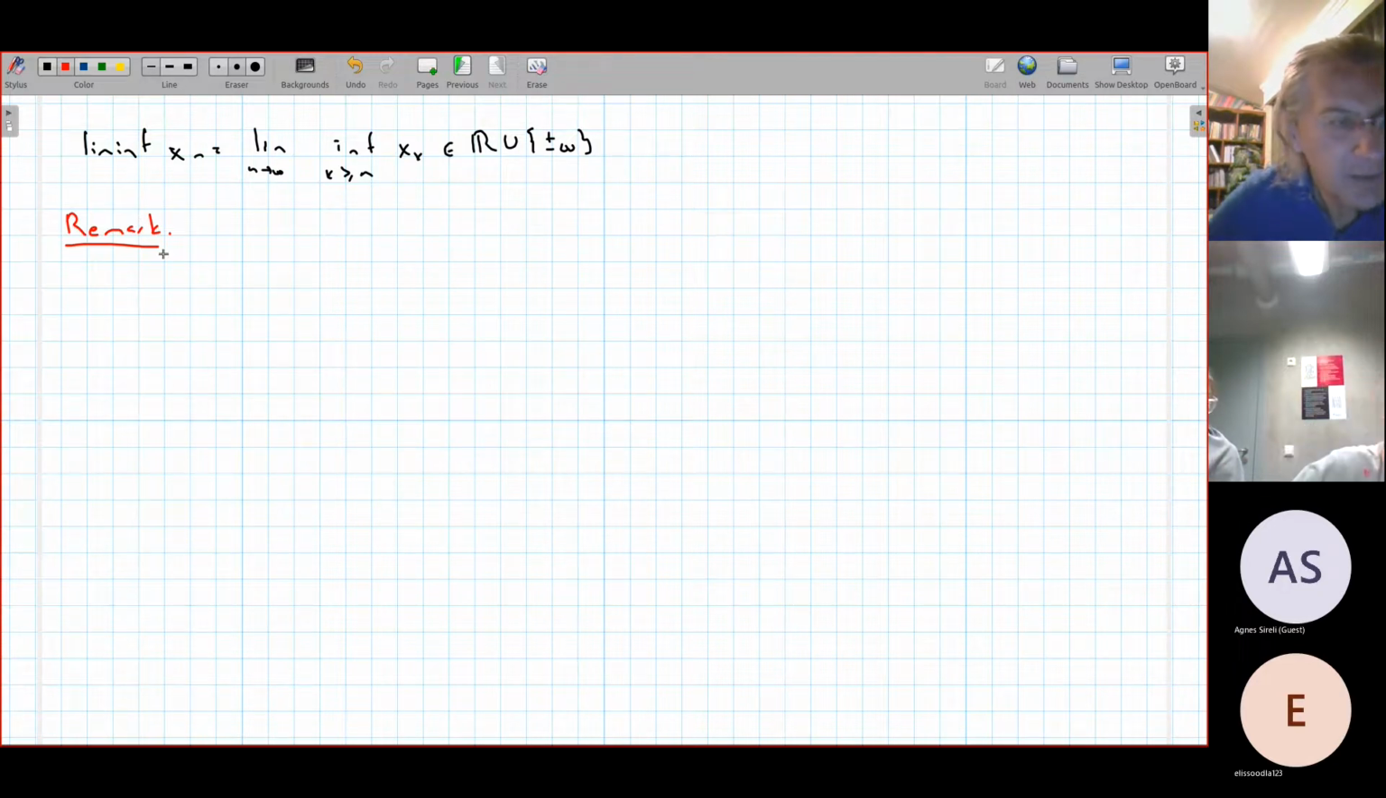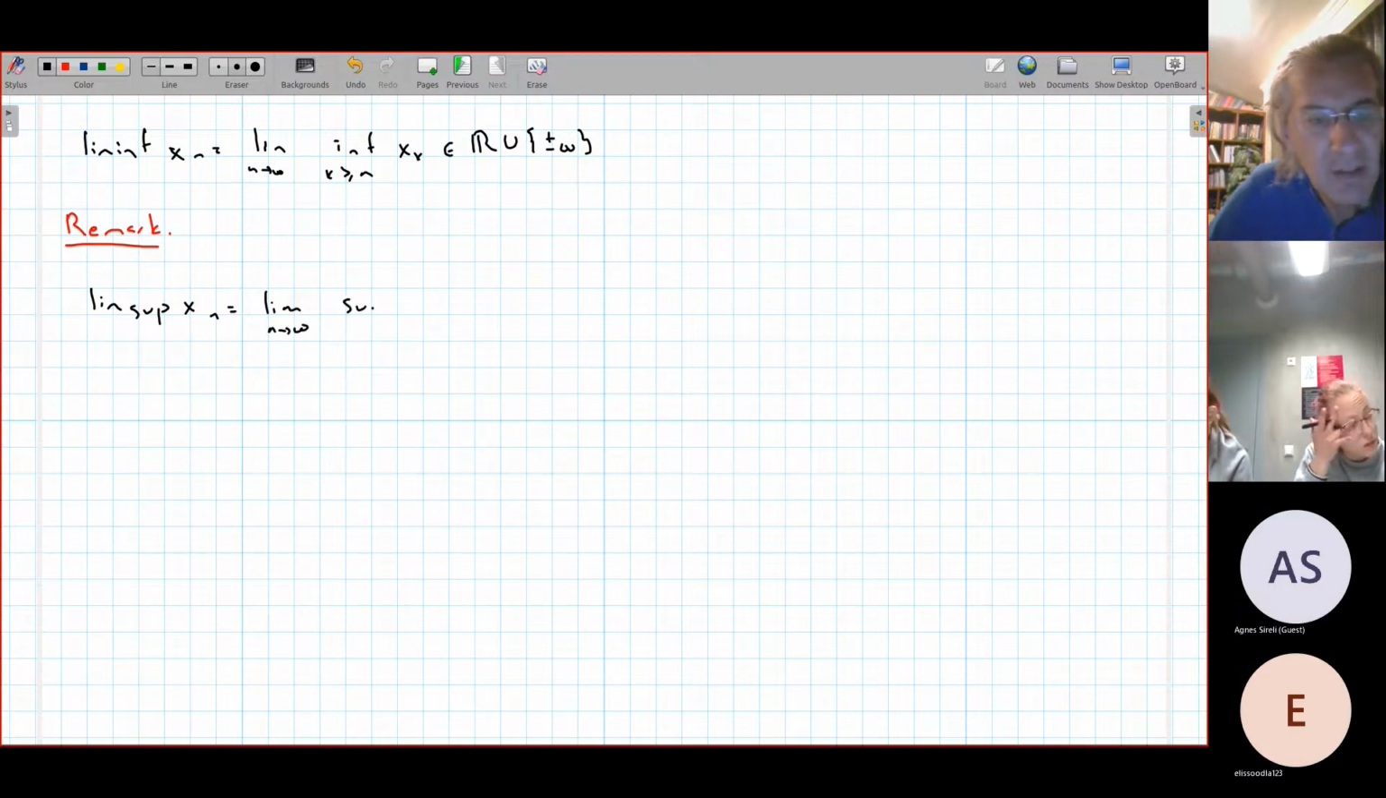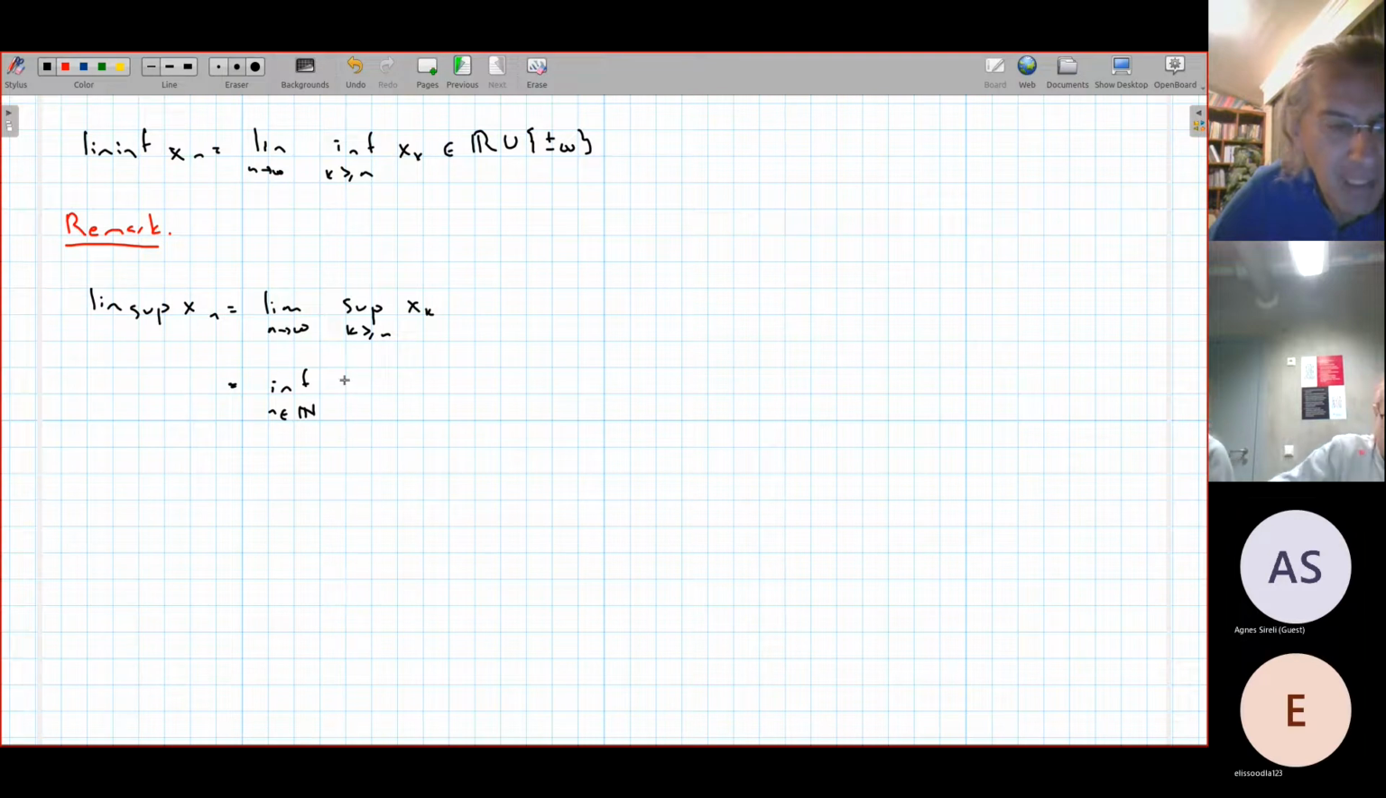Okay. A small remark, this is something also that you proved at some point. These are properties of limsup and liminf. So the limit superior, limsup of xn. By definition, as we saw on the previous page, this is the limit when n goes to infinity of the supremum of xk for k greater than or equal to n. So that's our definition. But you can see that this is also the infimum over all n's of this suprema.